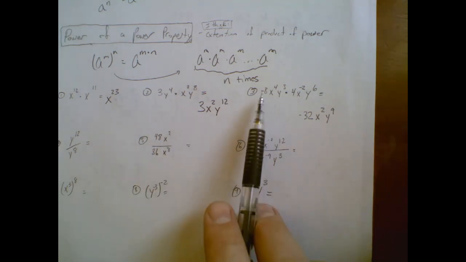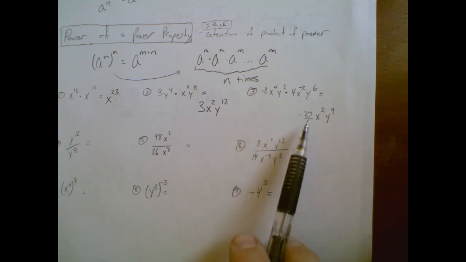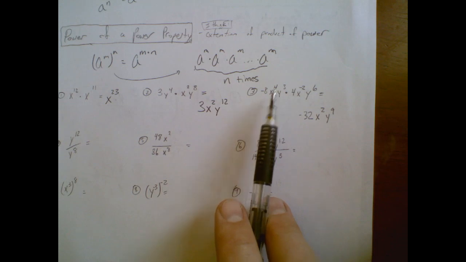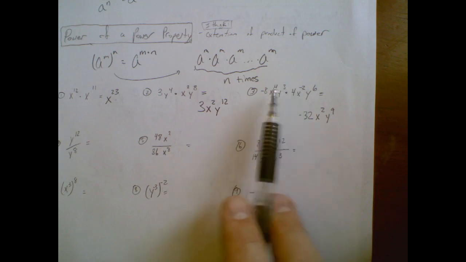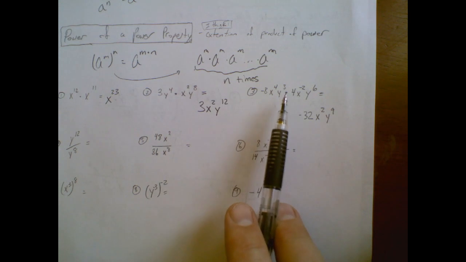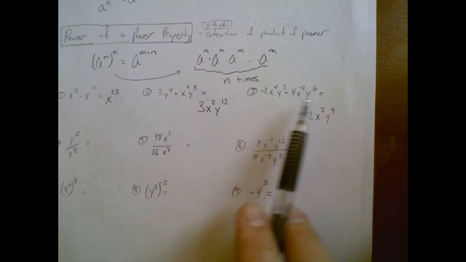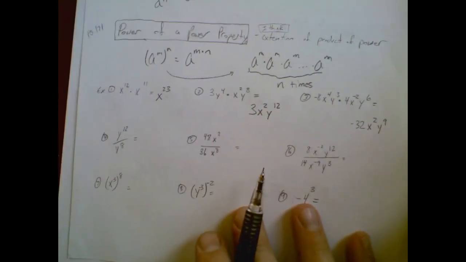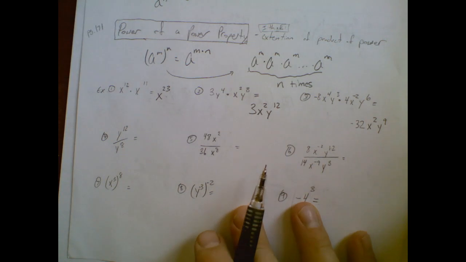numbers. So negative 8 times 4 is negative 32. My common bases are now x to the 4th, x to the negative 2. We add those things and we get x squared. And then y to the 3rd times y to the 6th. Add the 3 and the 6, we get y to the 9th. Okay? That's mostly focusing on the product of a power property.